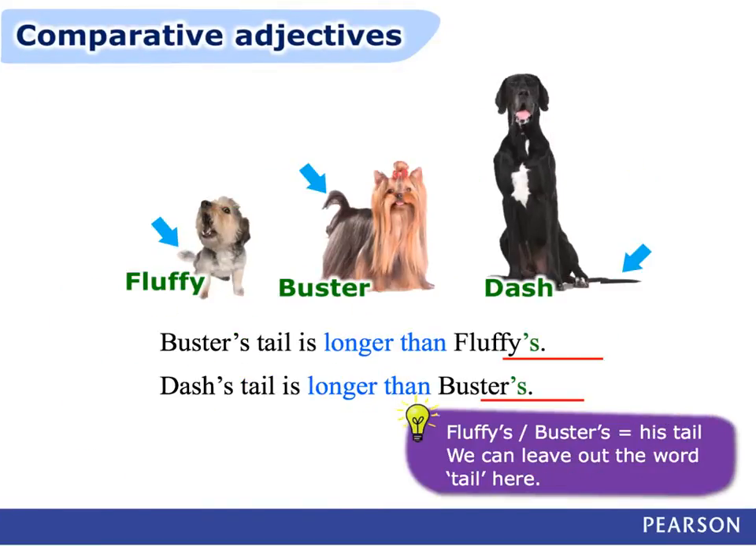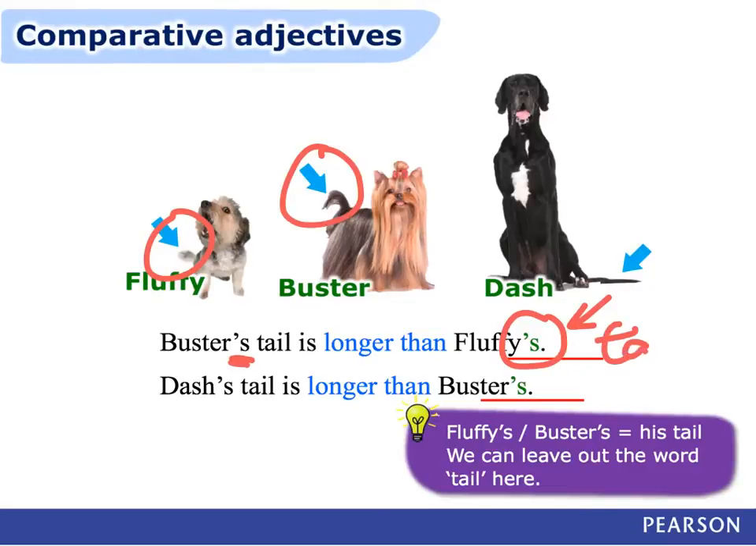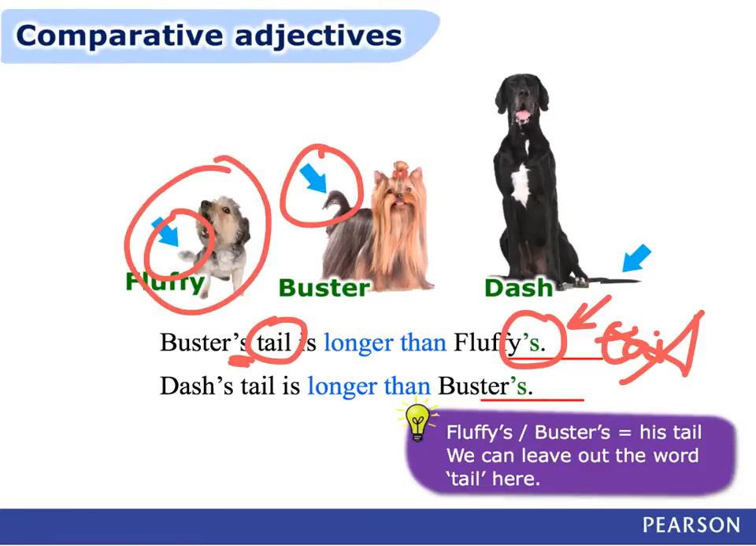So when we compare only part of the dog's body, for example, their tails, we use apostrophe S to indicate what they have. For example, here, Buster's tail is longer than Fluffy's. Do not miss the apostrophe S here because it means Fluffy's tail. But we can leave out the word tail because we can find it in the subject already. Do not miss out the apostrophe S, because if you miss it out, you're talking about the whole animal, but not just part of Fluffy's tail.